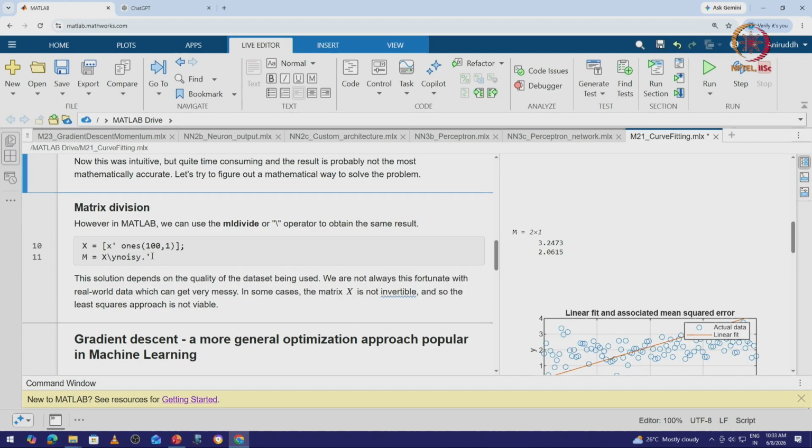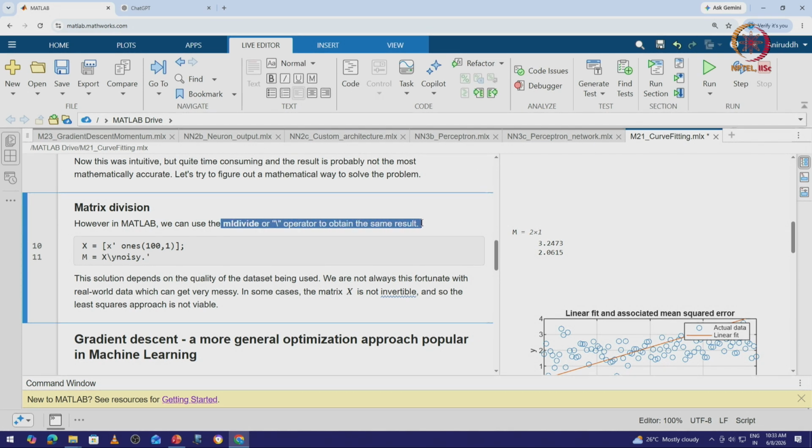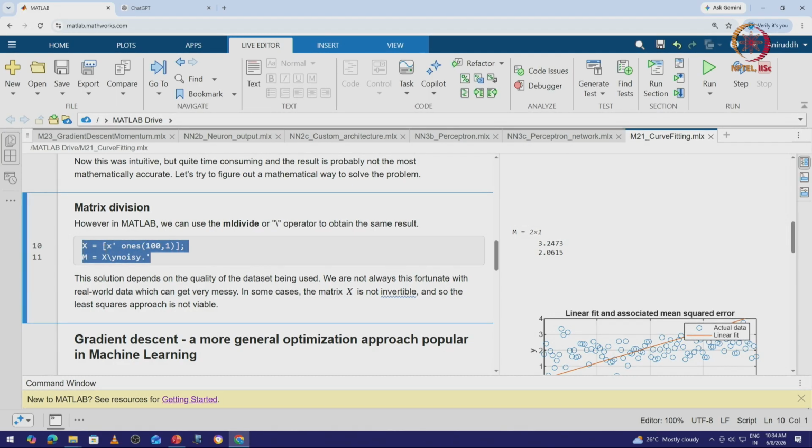Now this is also a very interesting command in MATLAB, and it is something that gives us the solution directly. So the matrix divide obtains the same result. We actually spend some time with trial and error, and let's assume that we get a good value of a and b. I can just use this particular command where x is x cap, ones of 100 by 1, and we try to get M, which is x slash y noisy, right. Now the goal is to get M, and if you get M, this gives you the values of a and b.